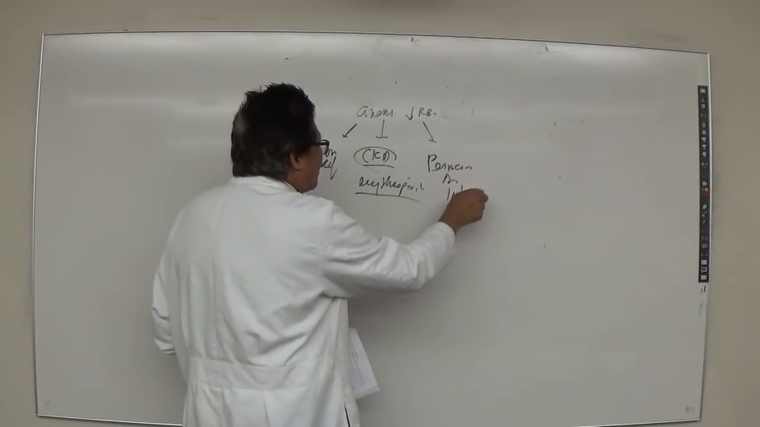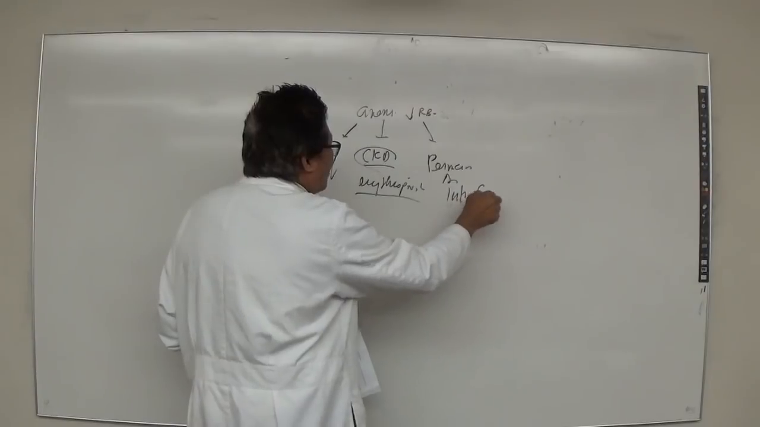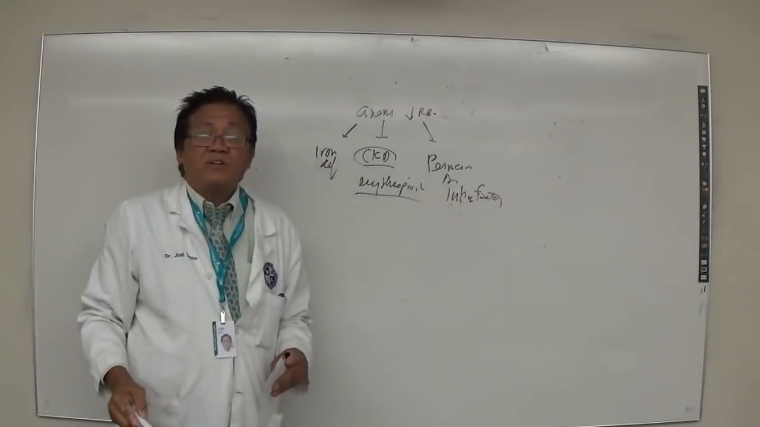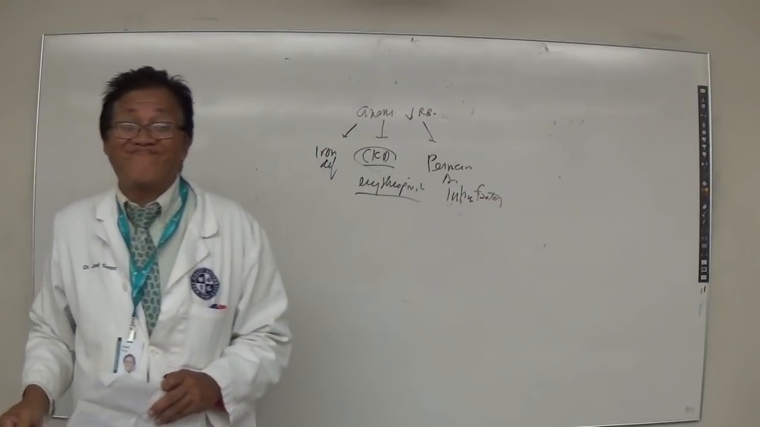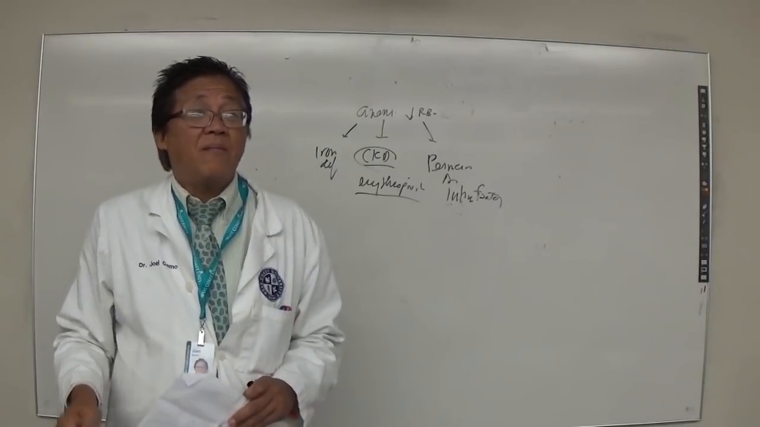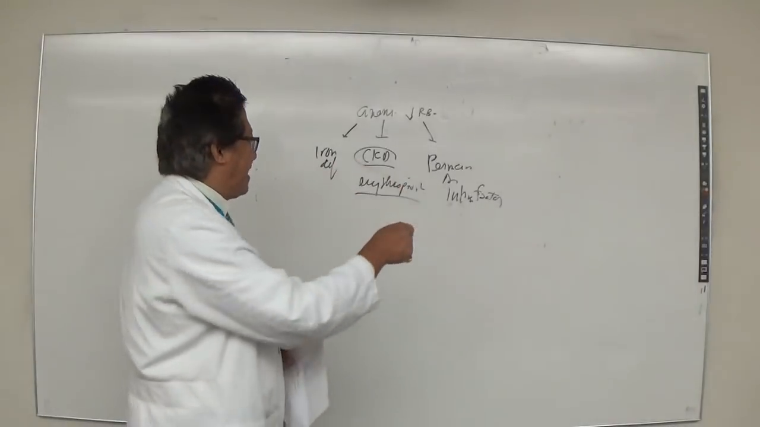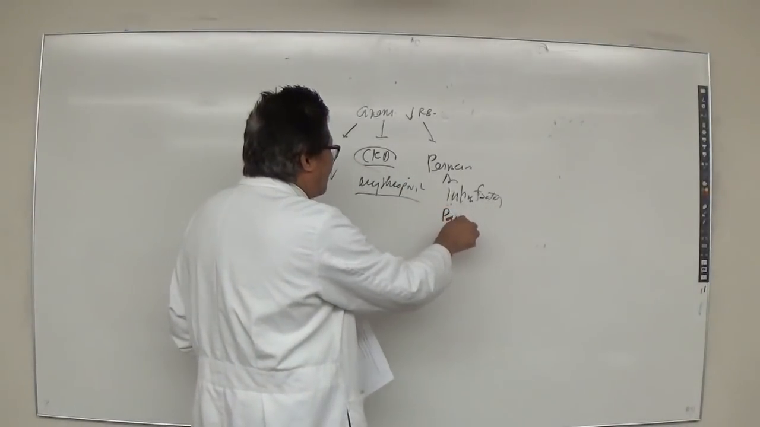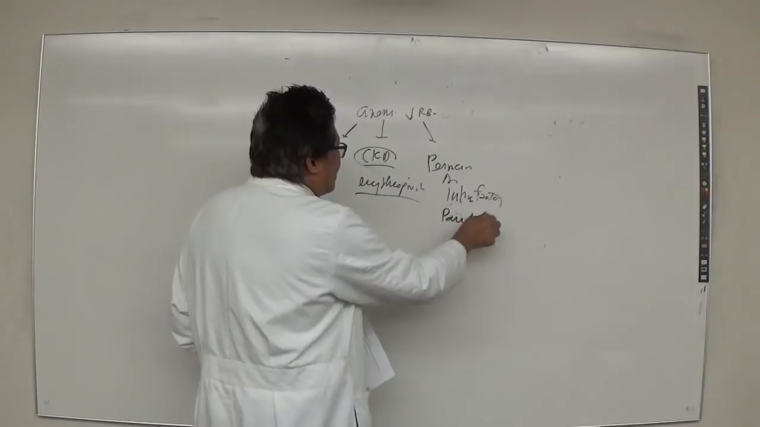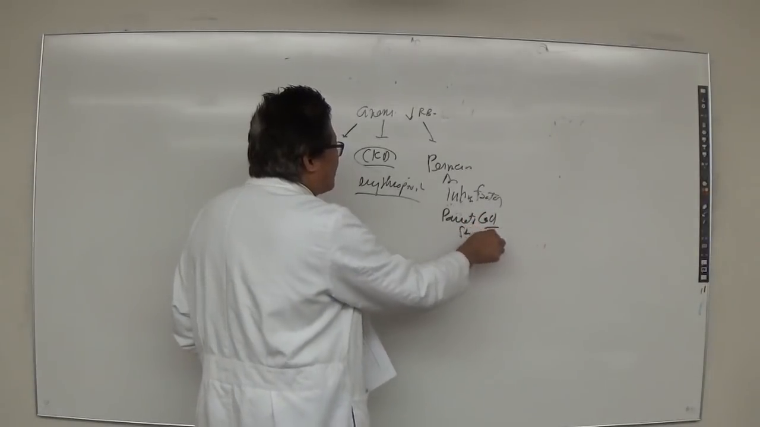Intrinsic what? Factor. Okay? Now, the intrinsic factor is produced by what? Does anybody remember? Stomach. What cell in the stomach wall? Parietal cell. I can tell you Ms. Reyes is studying. Parietal cell in the stomach produces intrinsic factor.